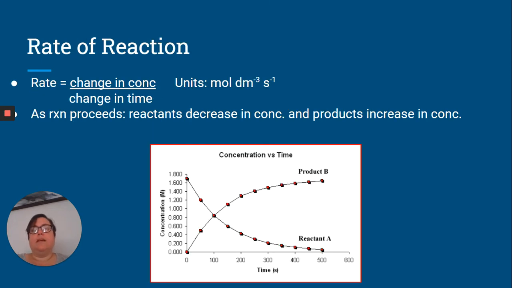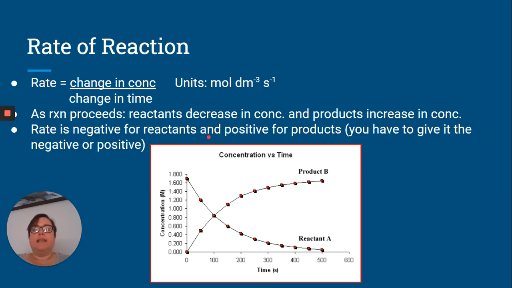And so rate of reaction, the rate is defined as the change in concentration over the change in time. The units are moles per decimeters cubed, which is your concentration, per second. It's usually seconds, though you could see other amounts of time, because reactions are typically fast like that. As the reaction proceeds, your reactants decrease and your products increase, meaning that the rate for a reactant should be negative and the rate for the product should be positive.